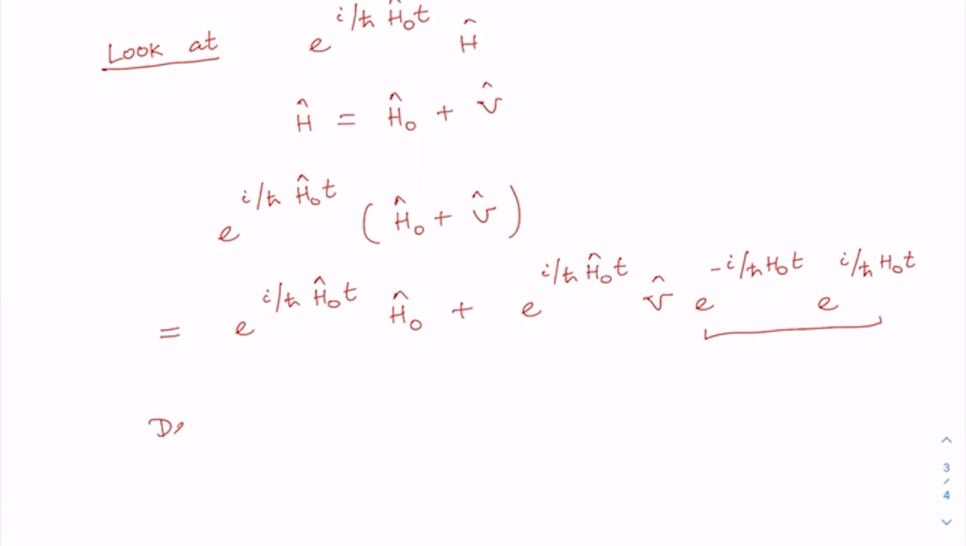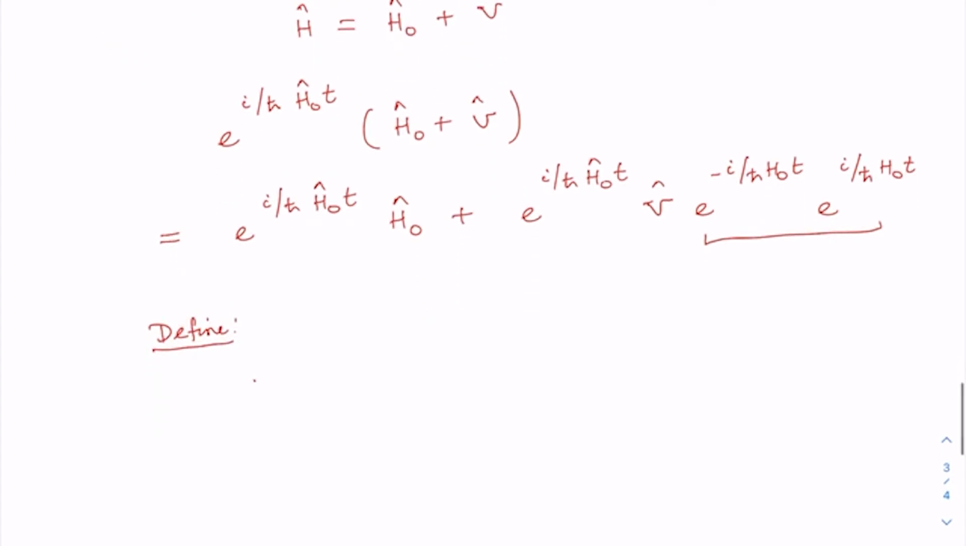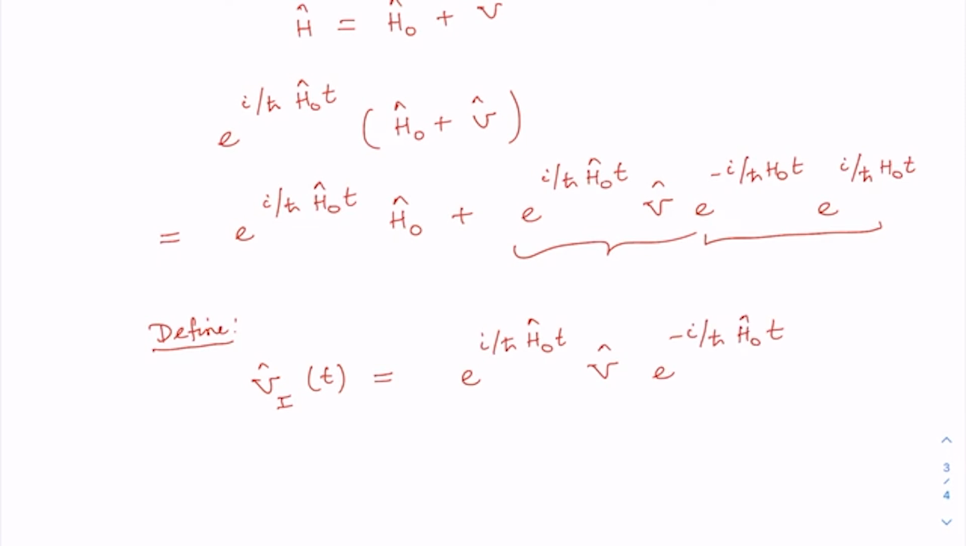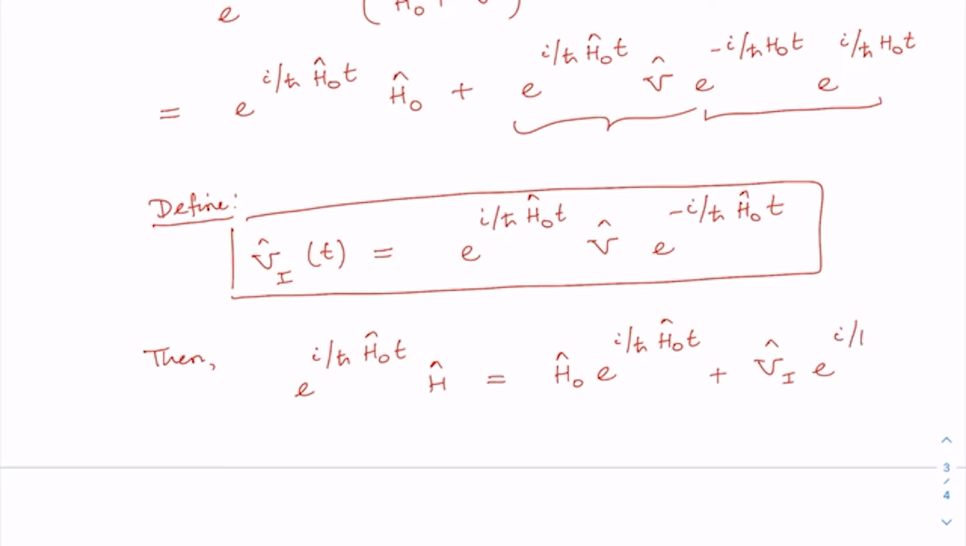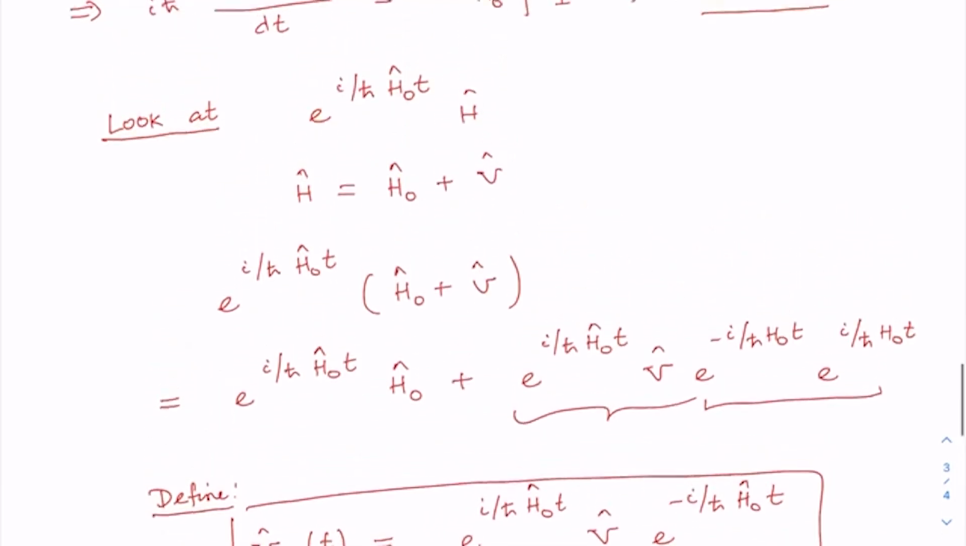Now if we define an interaction term in the interaction picture as V_I(t), that is, I am going to define it as e^{iH0t/ħ} V e^{-iH0t/ħ}. If I define it this way, then this term e^{iH0t/ħ} H I can write as H0 e^{iH0t/ħ} plus V_I e^{iH0t/ħ}, as you can clearly see if you are following this derivation.